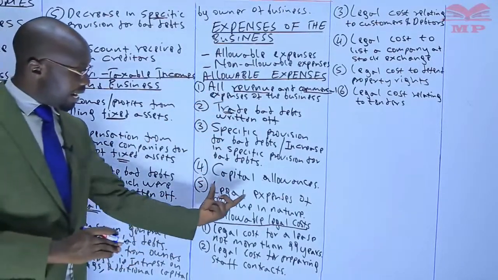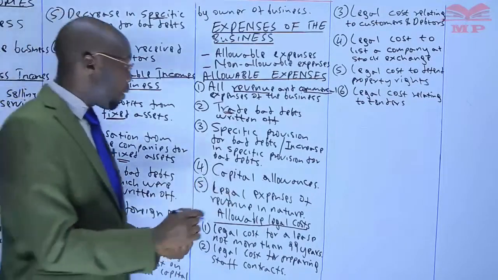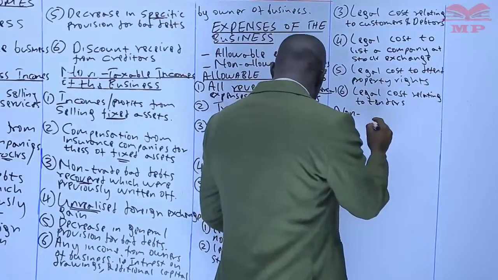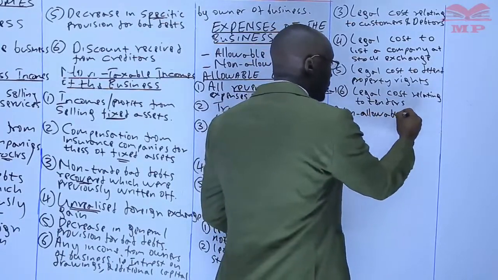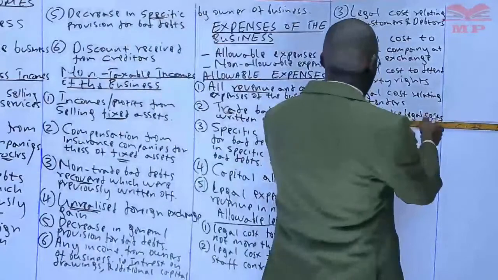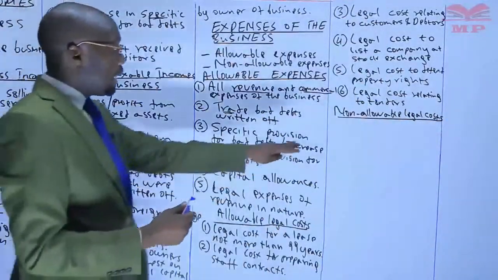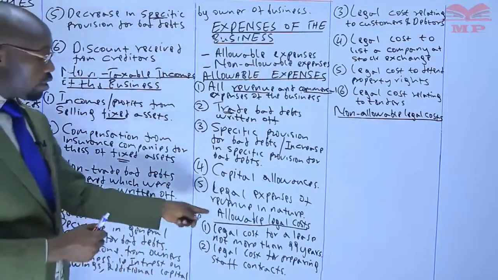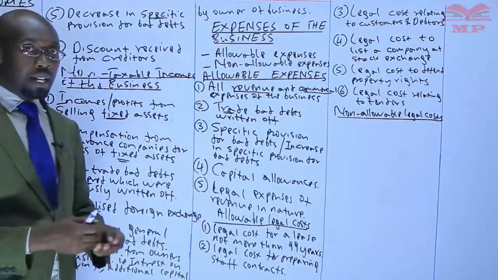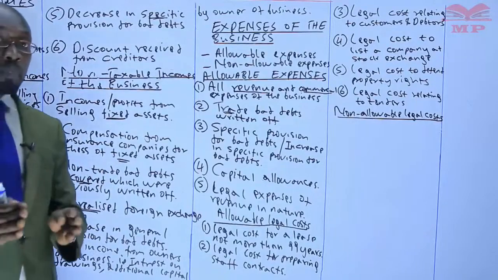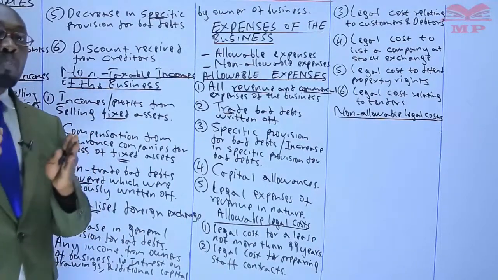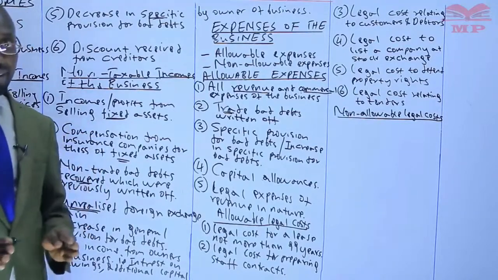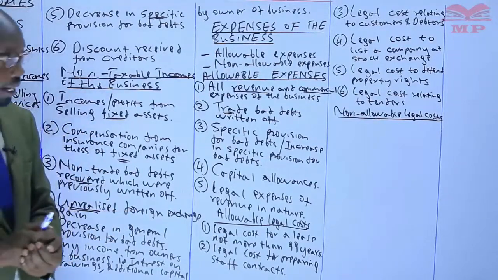While still under the legal costs, I want us to also look at non-allowable legal costs. Non-allowable legal costs are the opposite of the allowable legal costs. These are the costs or expenses which cannot be deducted against the taxable incomes of the business when you incur them.